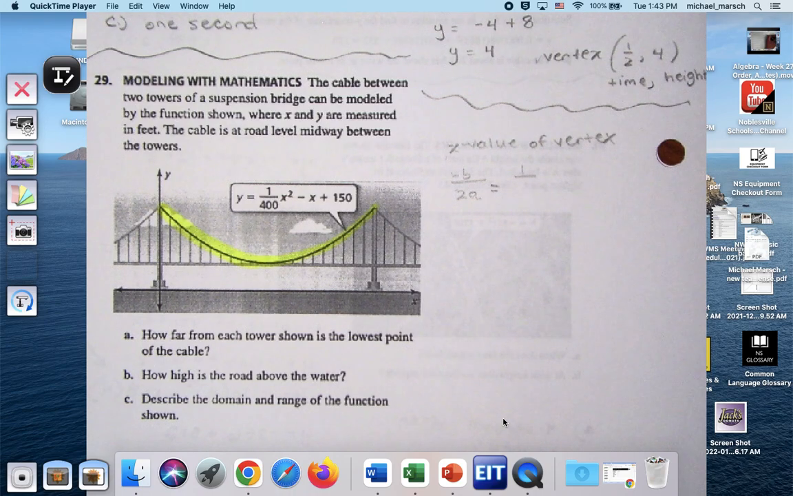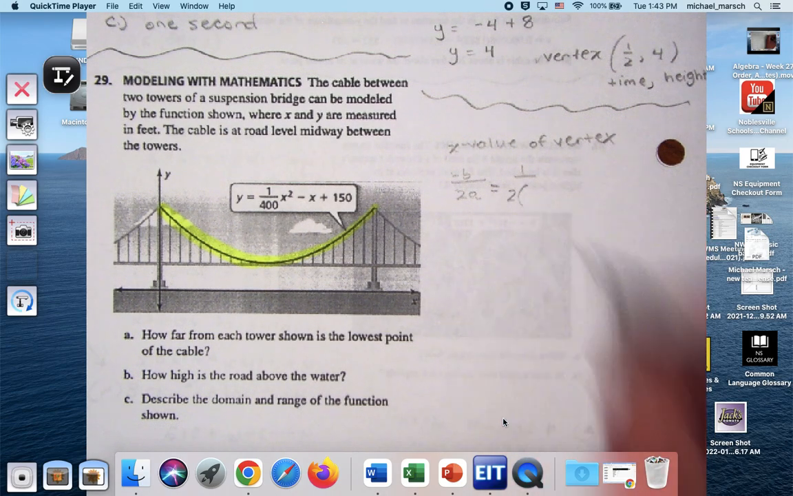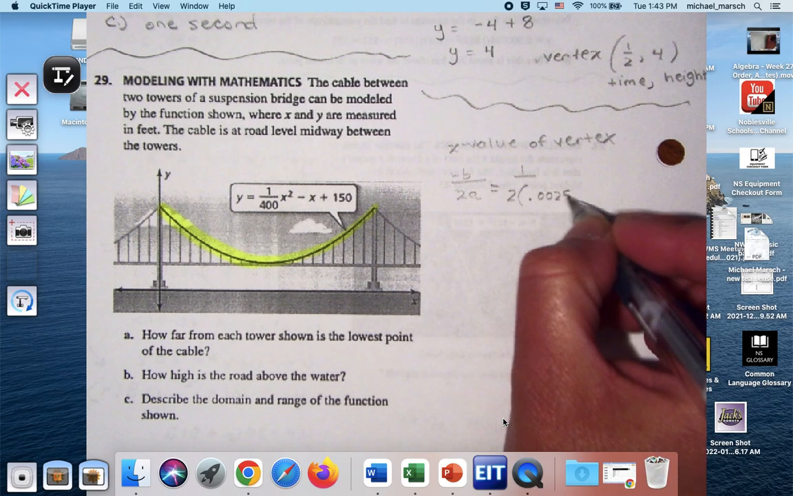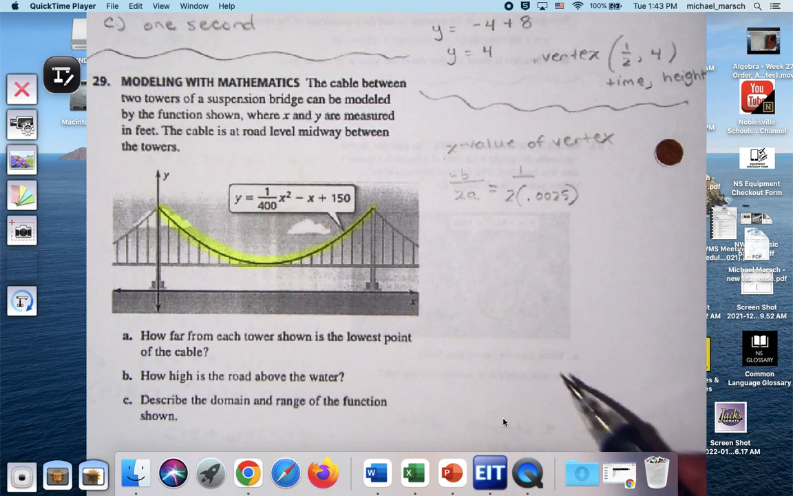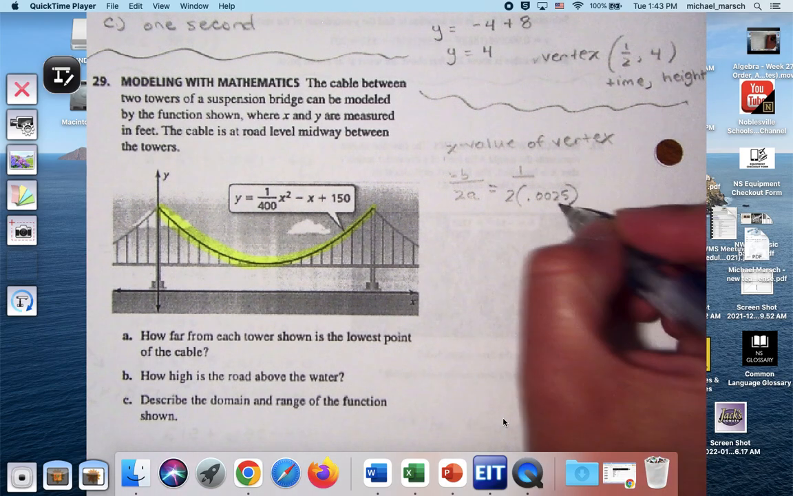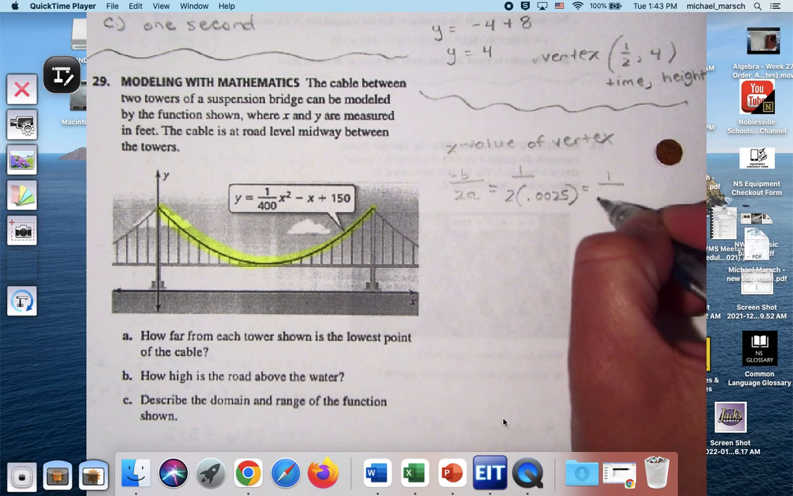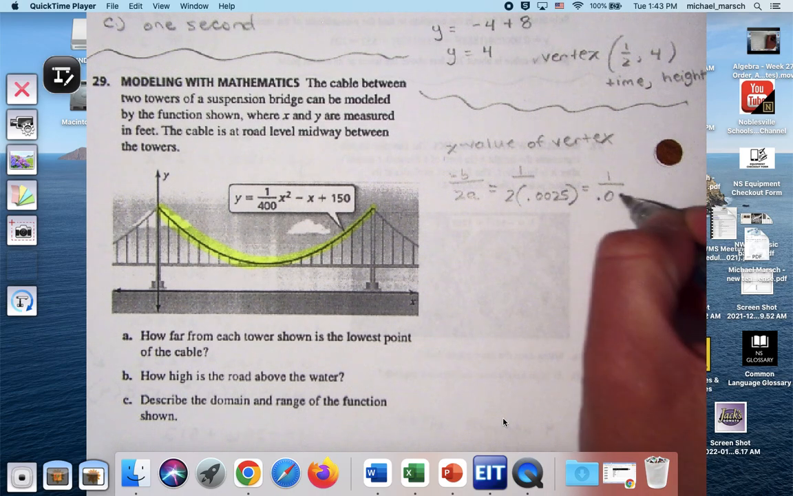1 over 400. So I'm going to actually, in my calculator, do 1 divided by 400. So what is 1 divided by 400? 0.0025. And then when you multiply that, you get 1 over 0.005.